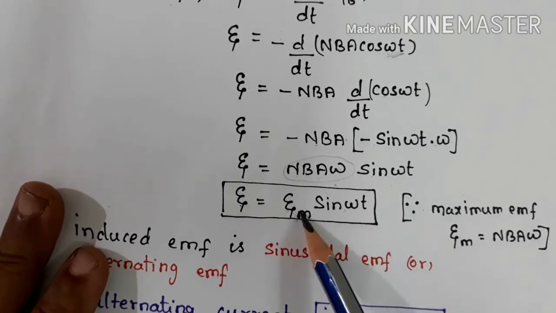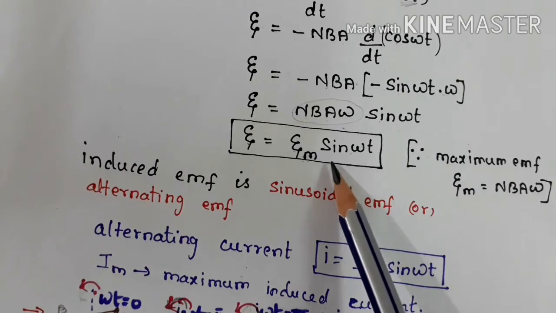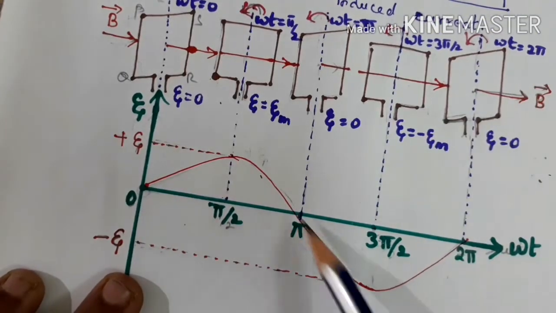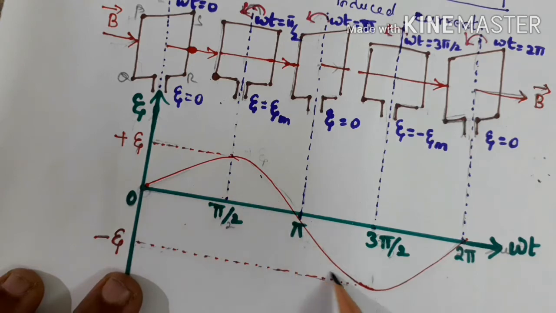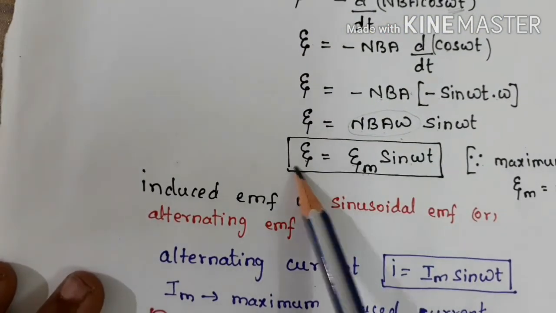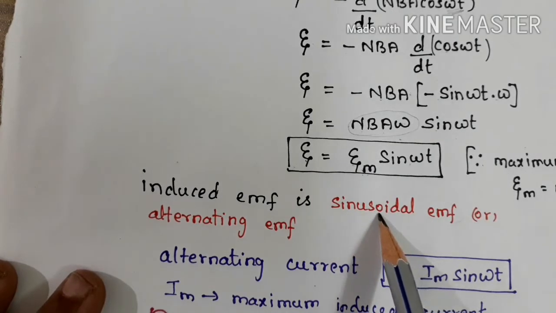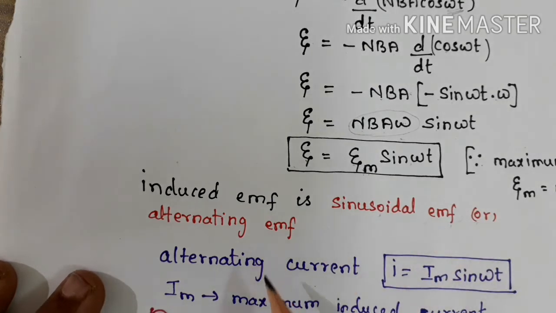You have to highlight this expression. So induced EMF will be a sine curve. See, I have drawn the graph here. This is the sine curve. When the curve passes through the origin, we call it a sine curve. So you can write the induced EMF as sinusoidal EMF, because it is a sine curve. We can say it is sinusoidal EMF or alternating EMF.